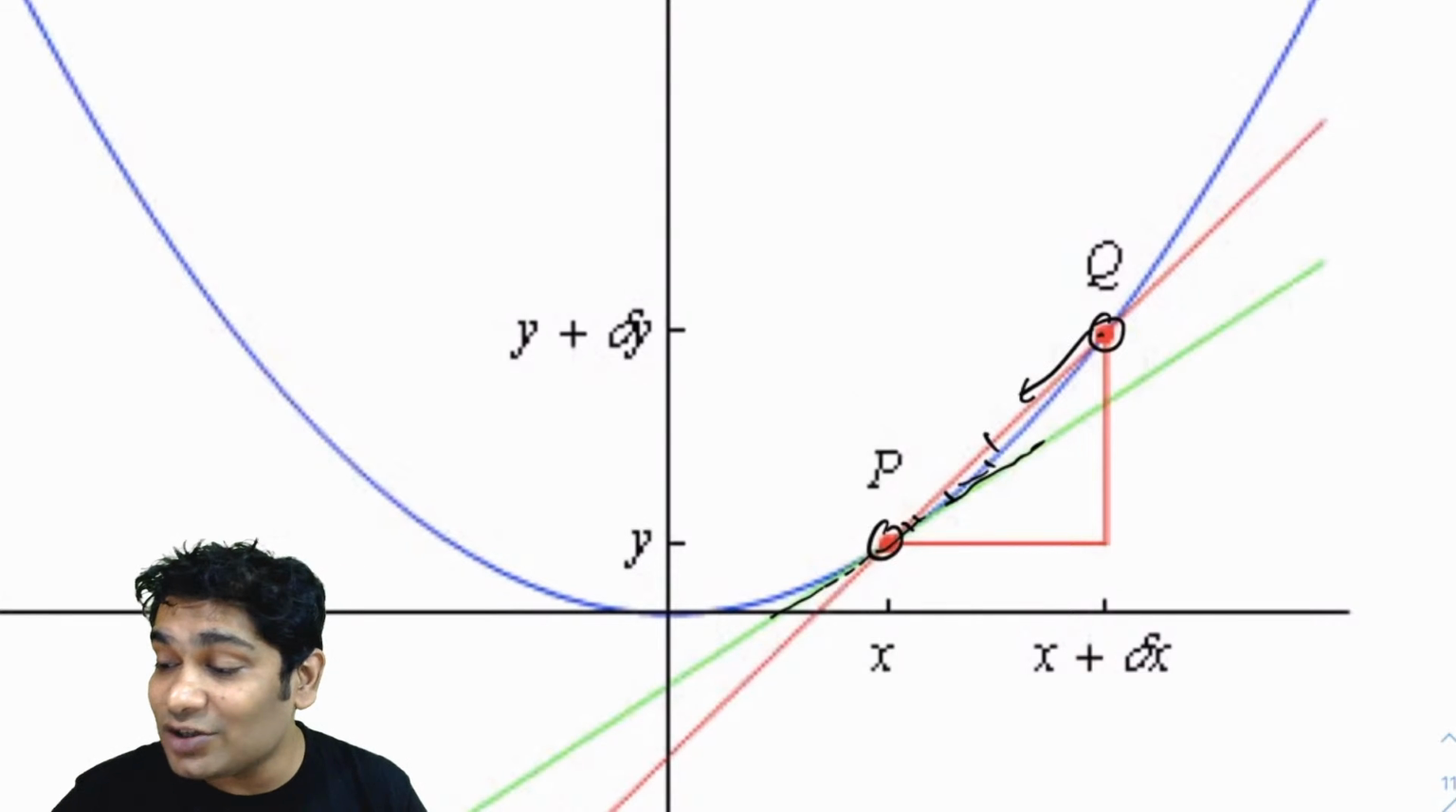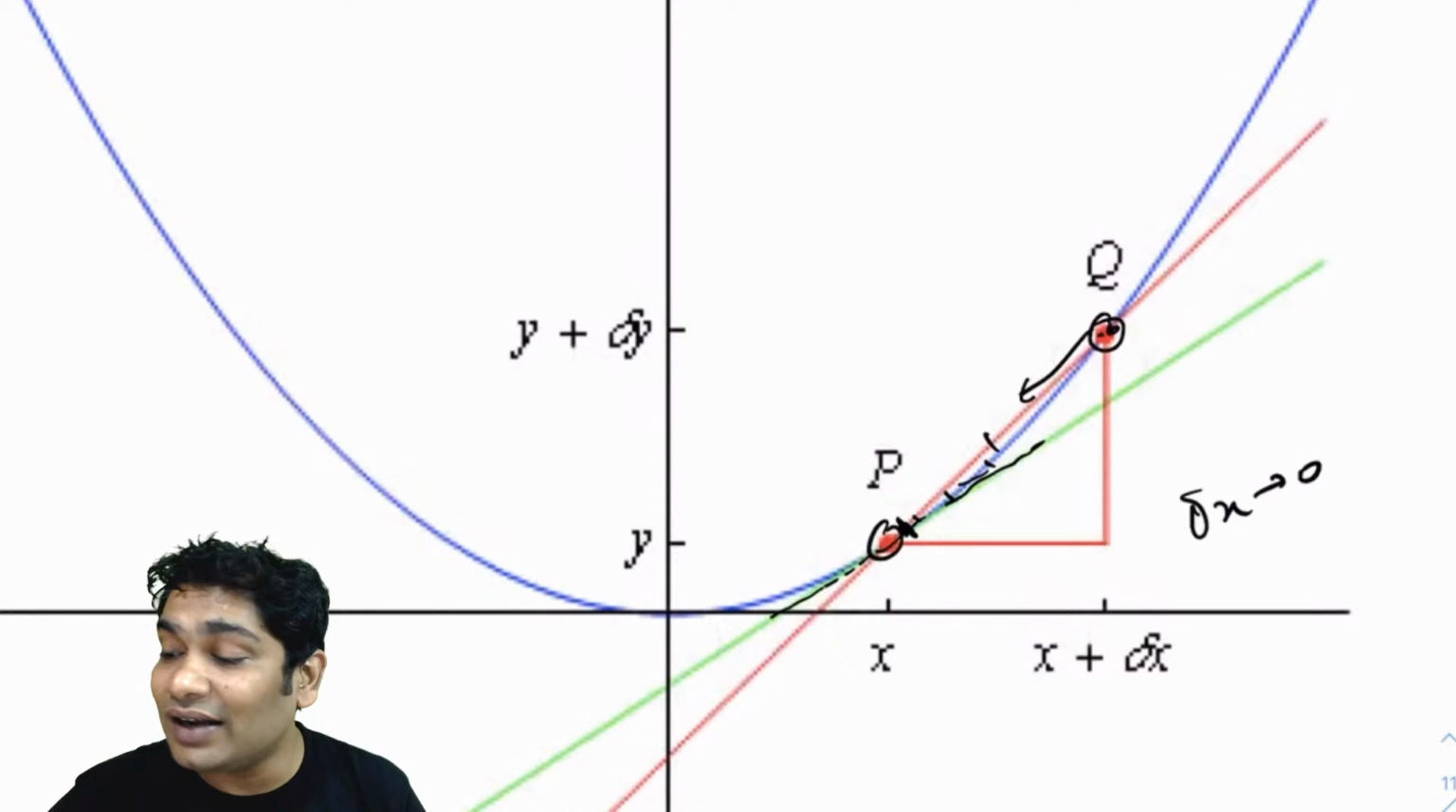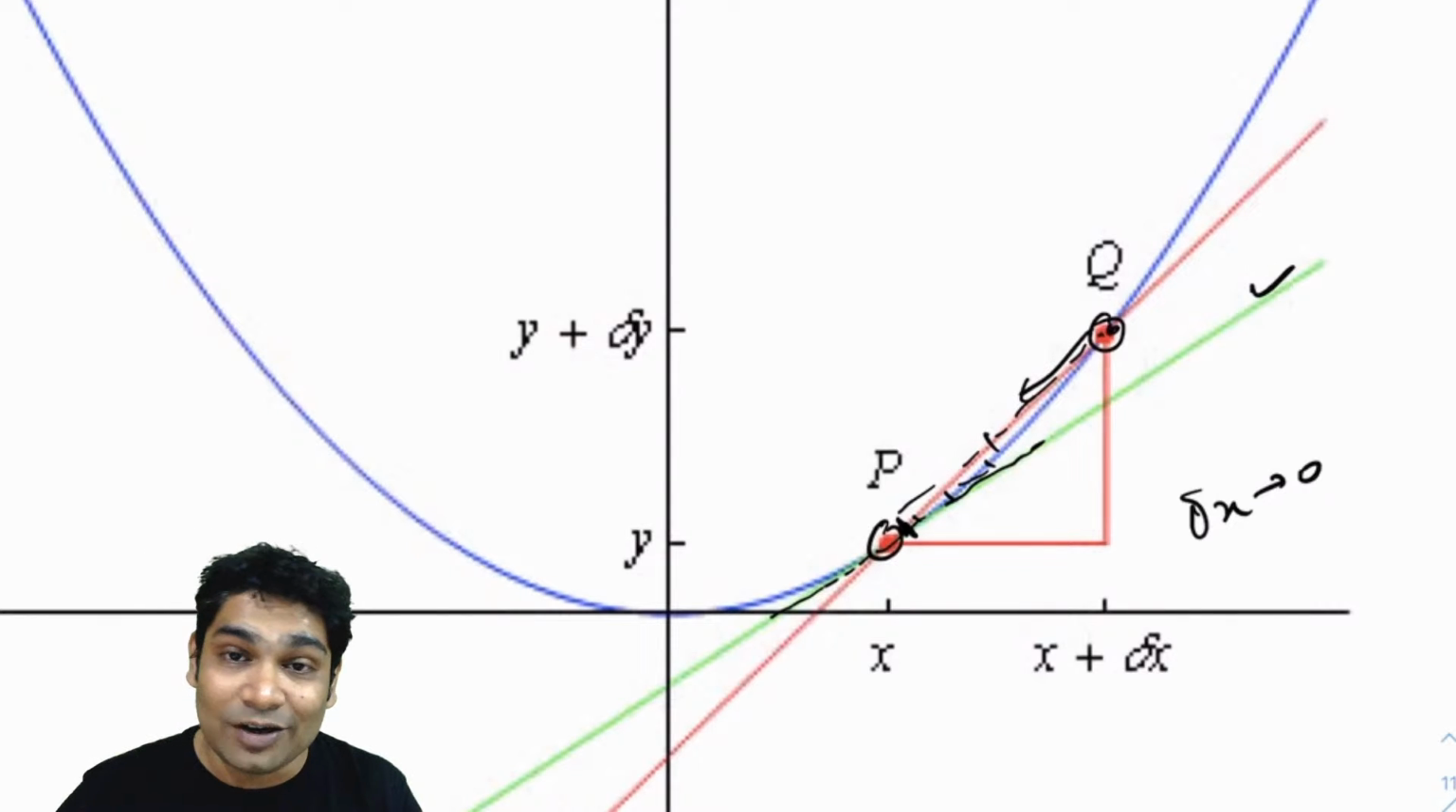So if delta x tends to 0, then this point is almost here, and the straight line that you see joining P and Q is reduced to this tangent. All right, and that is what dy by dx is telling you.